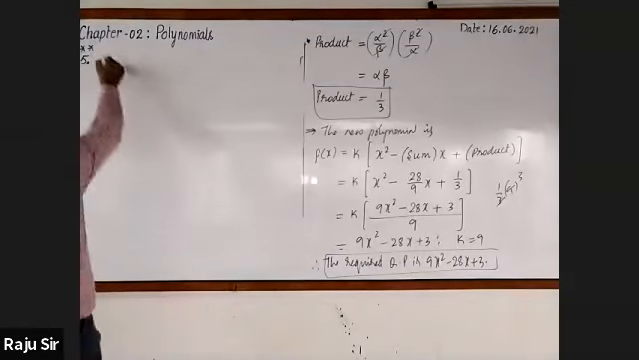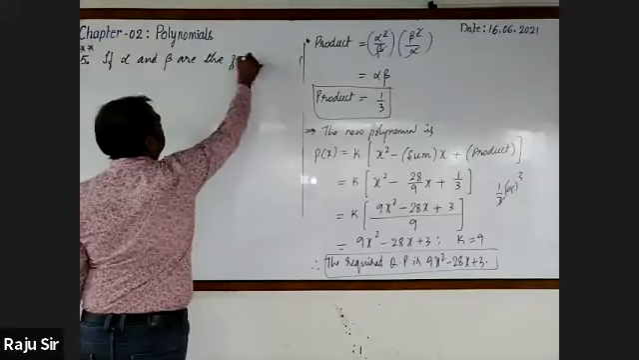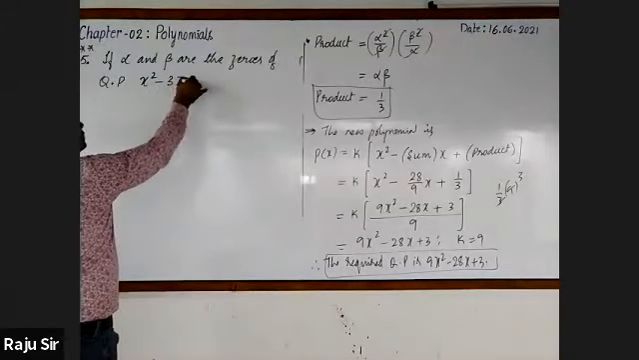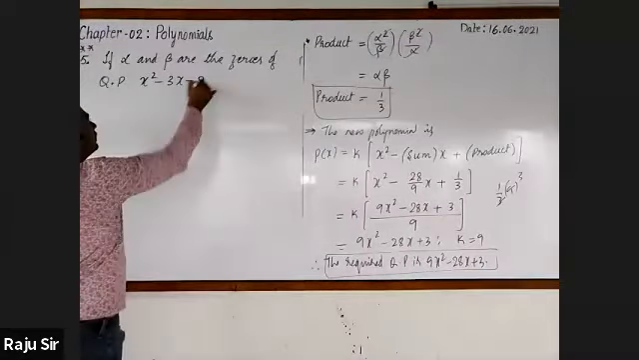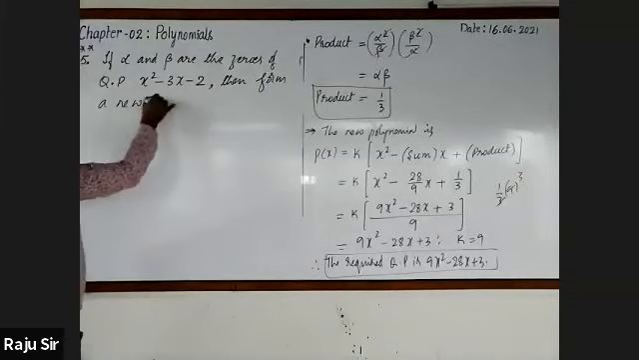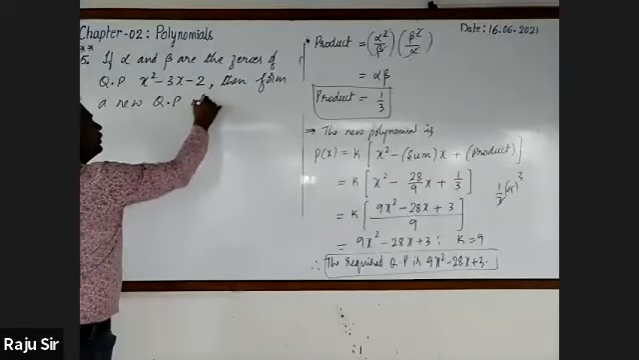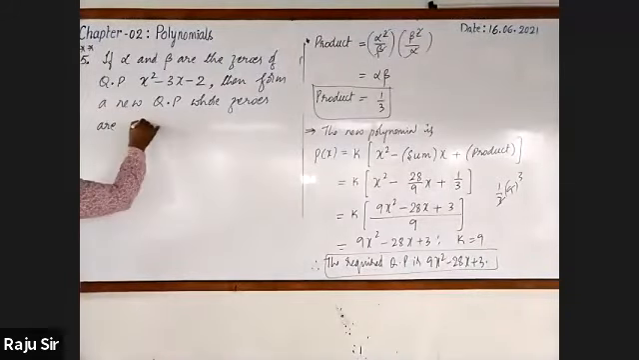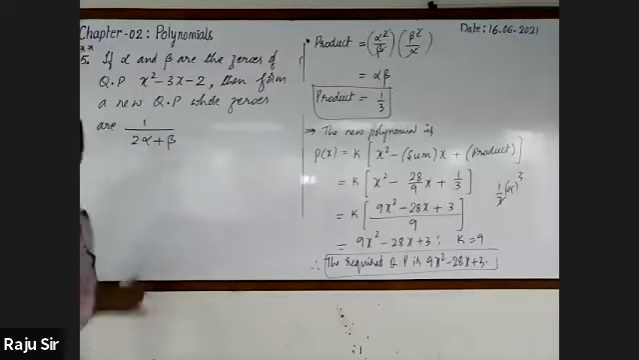Right. If alpha and beta are the zeros of the quadratic polynomial x square minus 3x minus 2, then form a new quadratic polynomial whose zeros are 1 by 2 alpha plus beta and another one, 1 by 2 beta plus alpha.